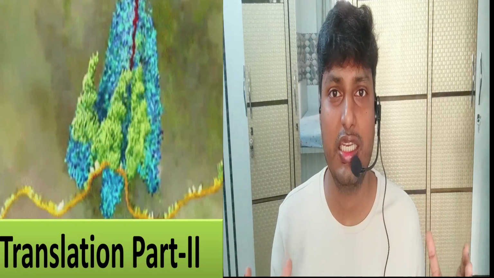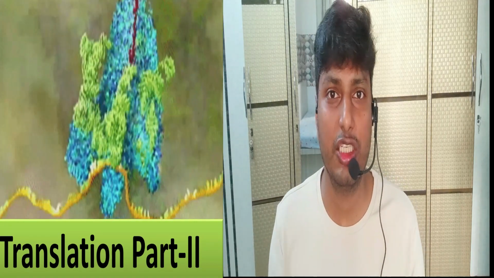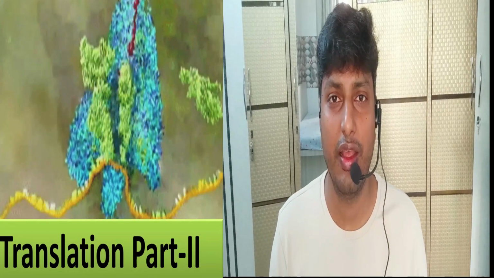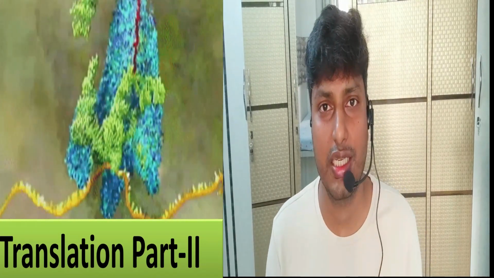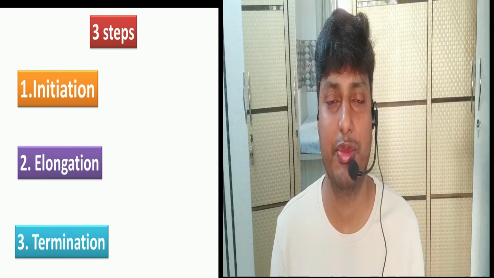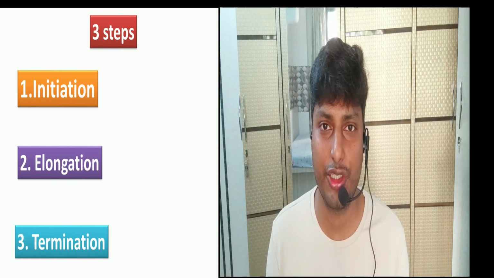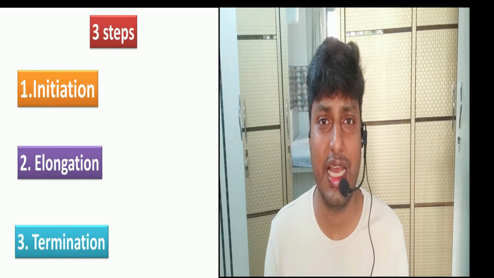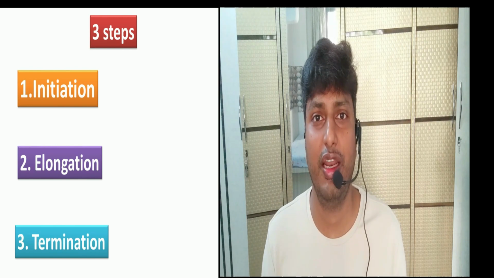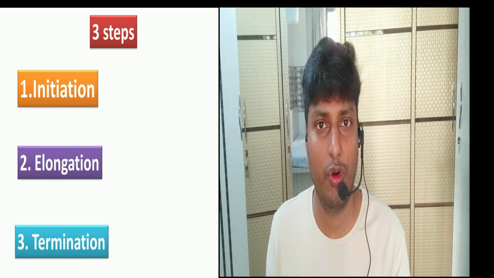So let us understand, dear students, how the translation mechanism occurs. As you can see on the screen, this process of translation is mainly divided into 3 steps. And what are these 3 steps? These are initiation, elongation and termination. Now you may wonder what exactly happens in each of these steps. So let us try and understand one by one what exactly is initiation, what is elongation and what is termination.